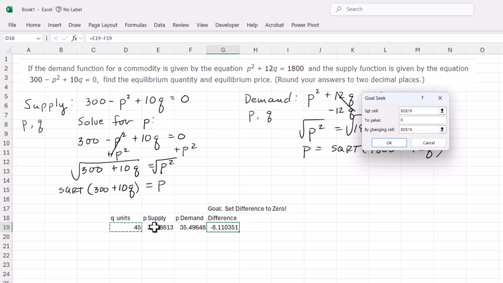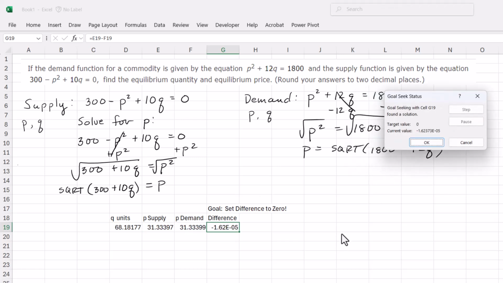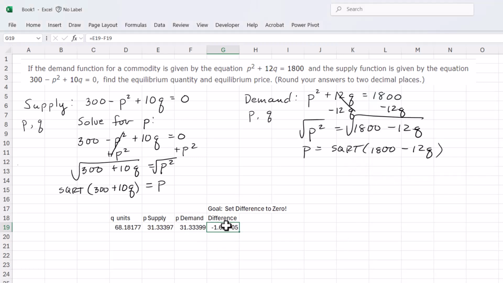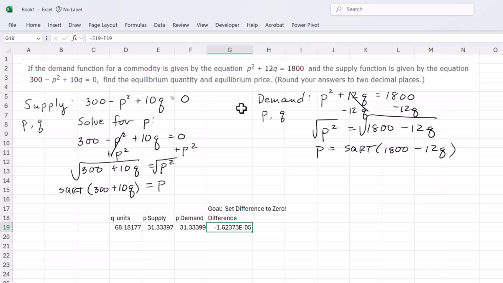When I change units, supply price and demand price will both update, and the difference will update. And when that difference is 0, we should have those two being the same. Now you might be looking at this and saying, I thought it was supposed to equal 0. Well, this is scientific notation, Excel's version of a really small number.